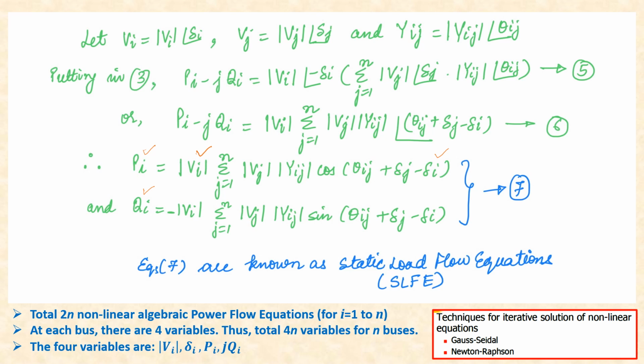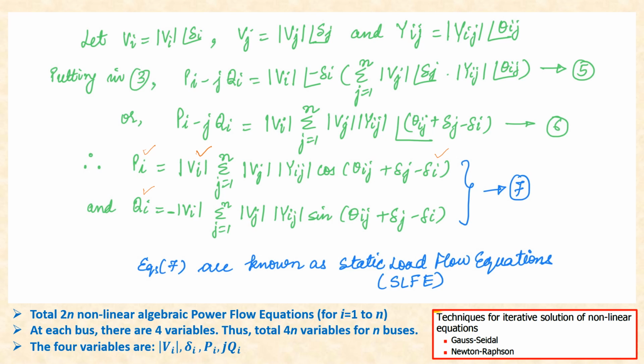If you look at these equations for the n bus system, there are a total of 2n non-linear algebraic power flow equations. And what this indicates is that at each bus there are 4 variables. Thus the total will be 4n variables for an n bus system. If we look at equation 7, we can clearly see the 4 variables at any ith node: Pi, Qi, Vi and delta i. So these are the 4 variables which are defined at the bus.